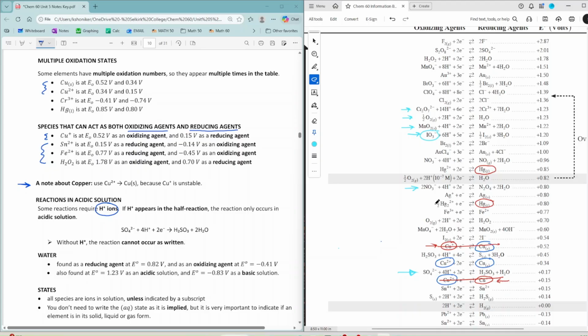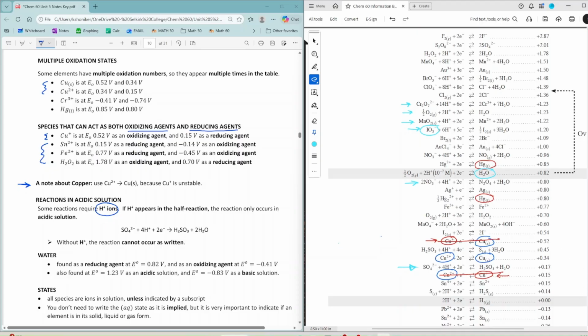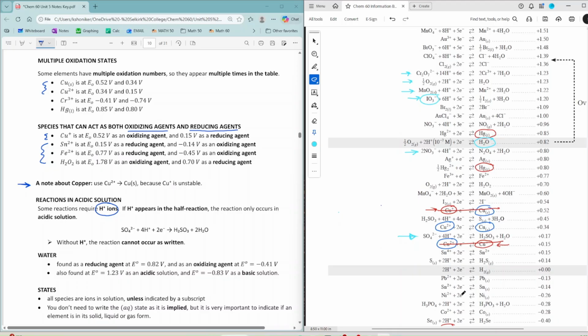Okay. The next weird thing is water. Water is found as a reducing agent at 0.82 volts. So there's water here. And then it's an oxidizing agent at negative 0.41. So I'll scroll down a little bit. Water, you know what? Let me just clean this up a little bit. I forgot that I opened it. I paused the video and opened this as PDF because I can hit undo, which makes it really easy to make this a clean paper.